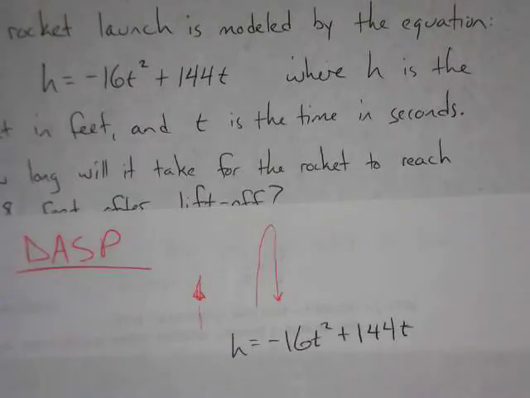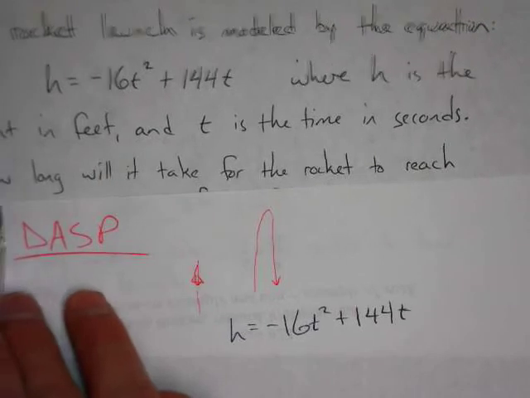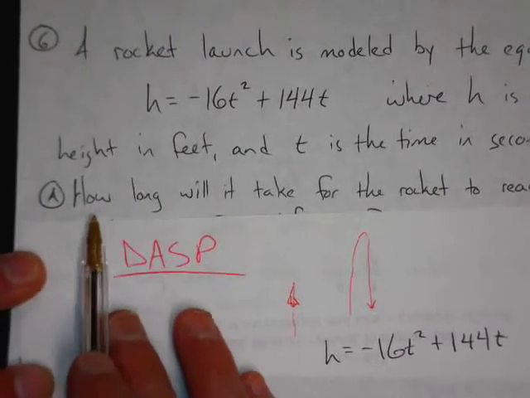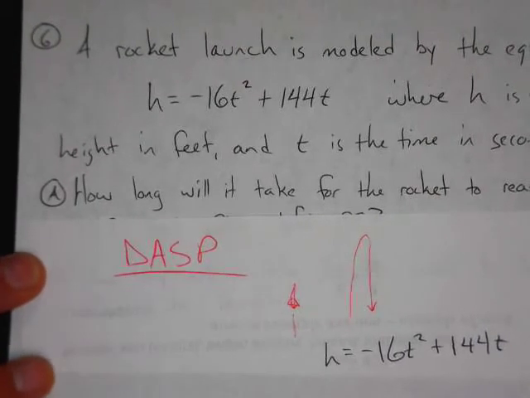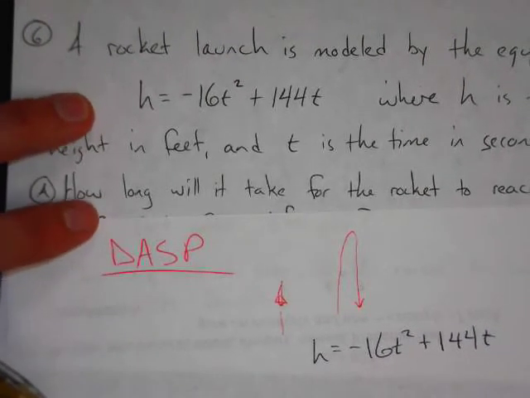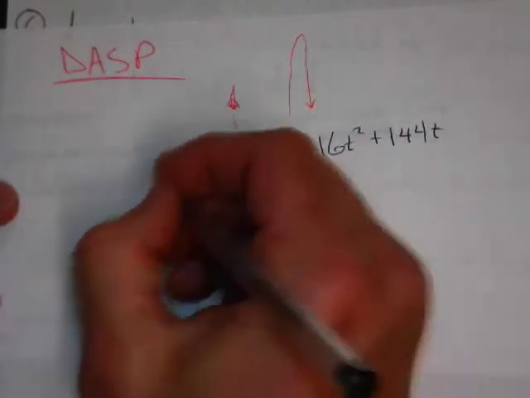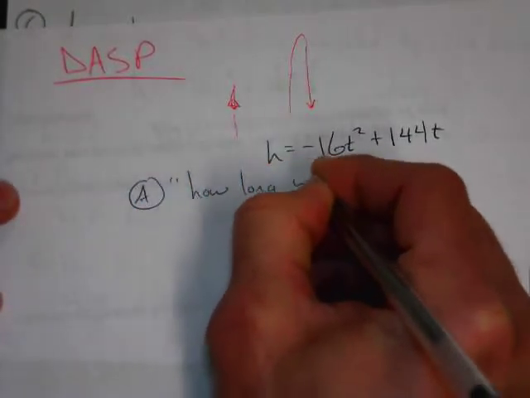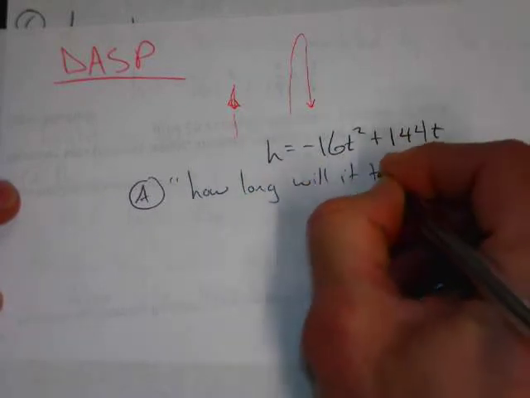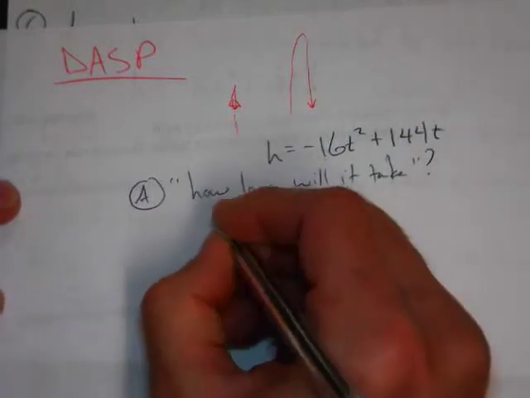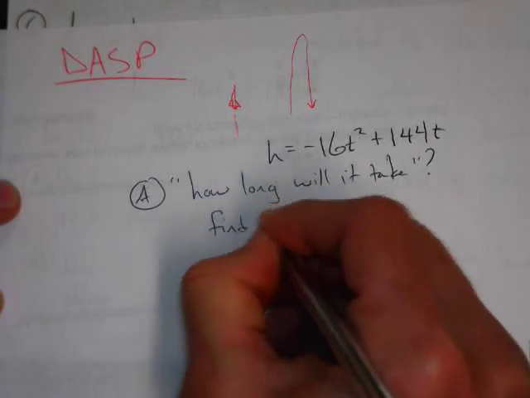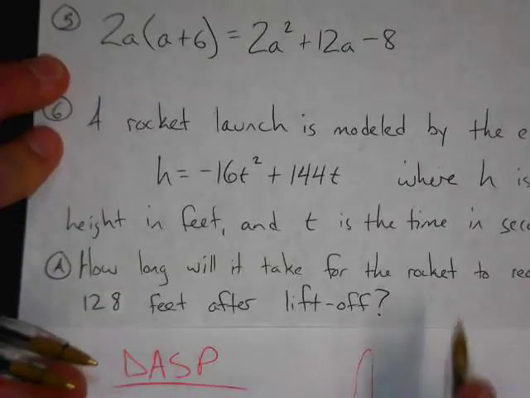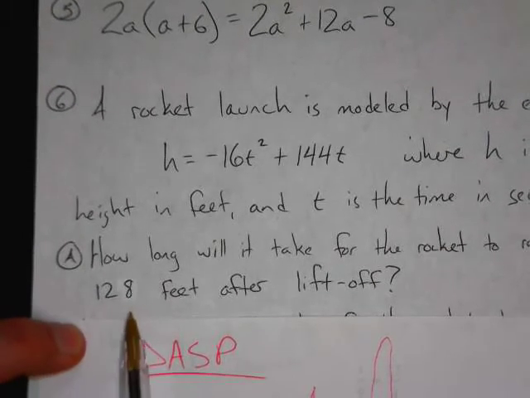Now, in question A, it's asking how long will it take? Do you know what that means? That means we're looking for t, right? So in question A, it reads, how long will it take? We're looking for t. All right, so if the question is asking that, that means we have to find what t is. So how long will it take for the rocket to reach 128 feet?